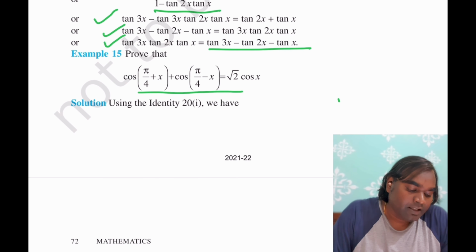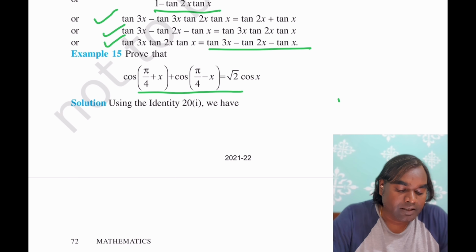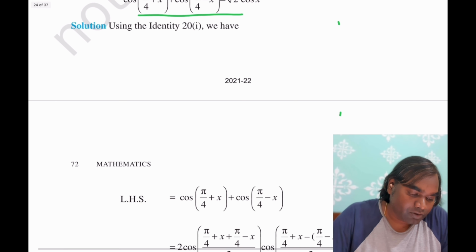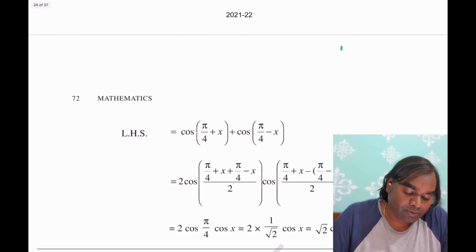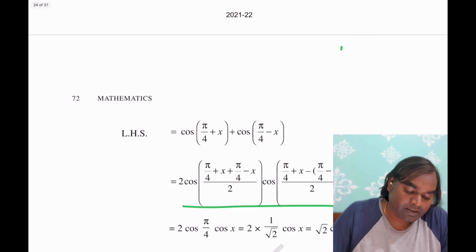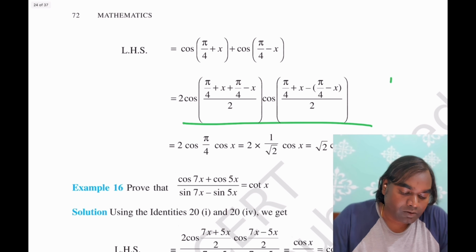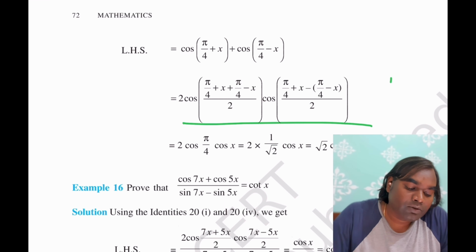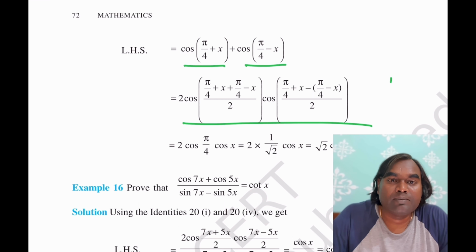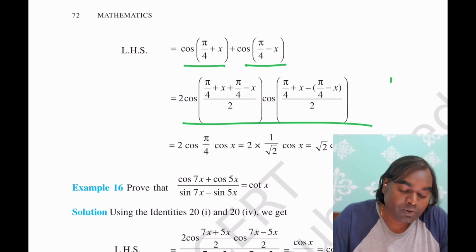Now prove that cos(pi/4 + x) + cos(pi/4 - x) is equal to square root 2 cos x. So what will you do? You will take the LHS and expand this. You will use the formula cos x plus cos y is equal to 2 cos((x+y)/2) into cos((x-y)/2). So that relation is useful here.